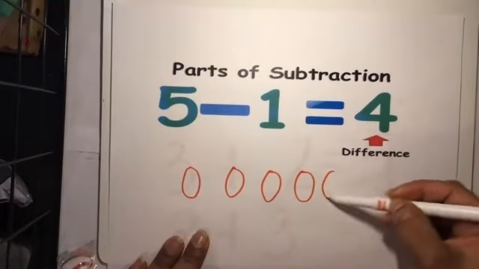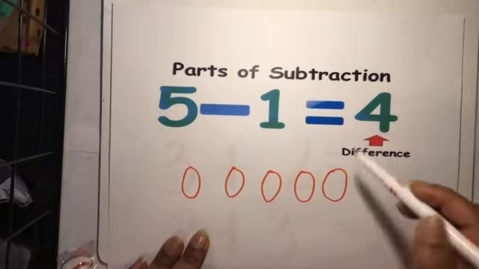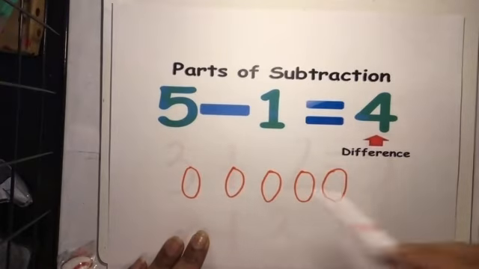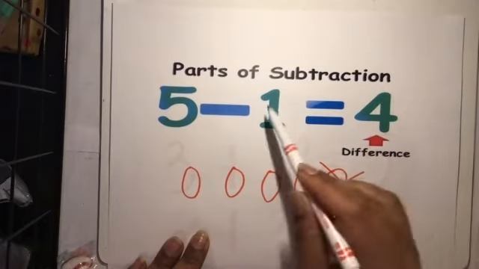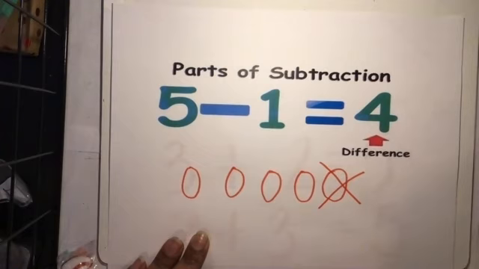3, 4, 5. And I'm going to cross out to show the subtraction. It does not matter which end you start as long as you cross out 1. So now we have 1, 2, 3, 4 that is left over.